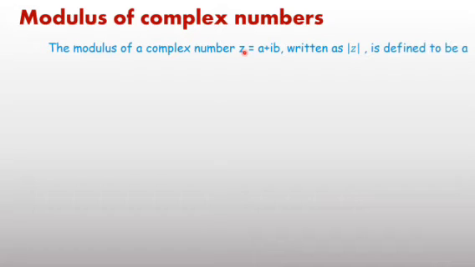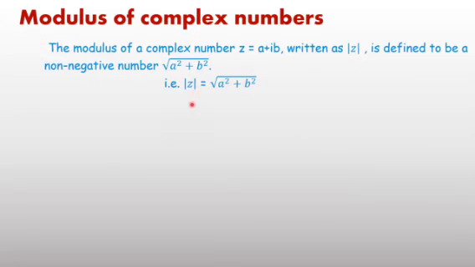Next, modulus of a complex number. The modulus of a complex number Z is denoted by mod of Z and defined as the non-negative number under root a square plus b square, where a is the real part of the complex number and b is known as the imaginary part of the complex number. That is, mod of Z equal to under root a square plus b square. Or squaring both sides, we can write mod of Z square equal to a square plus b square.